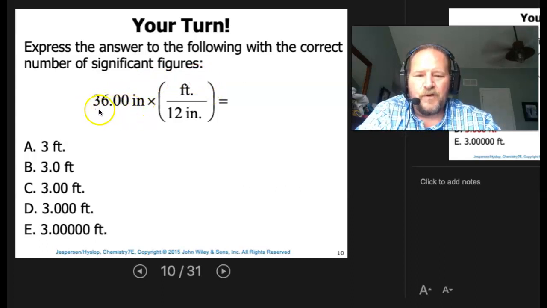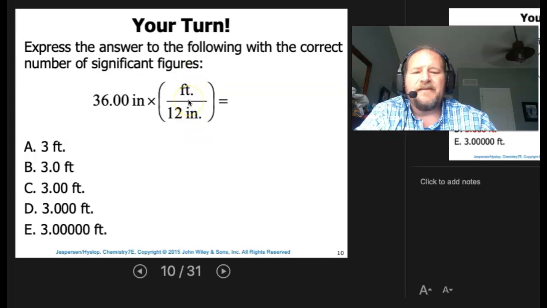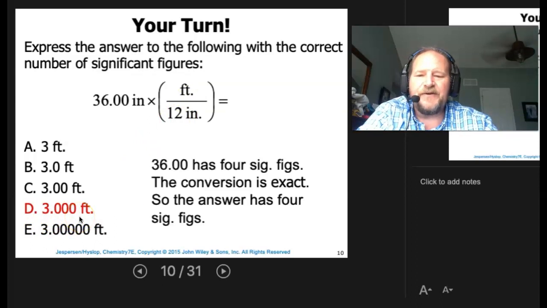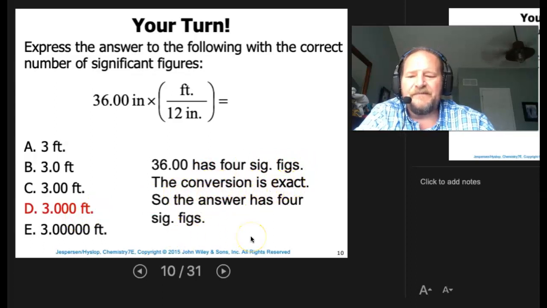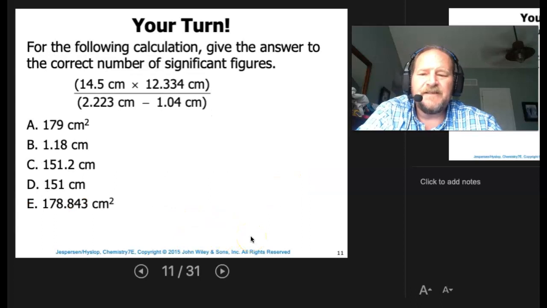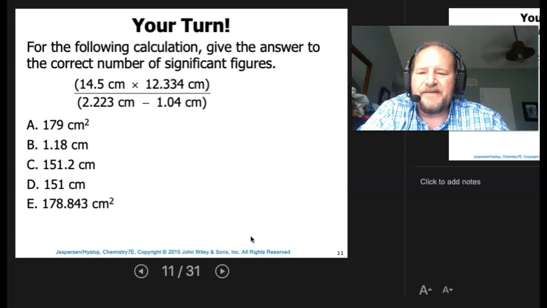So if I have 4 significant figures in my measurement and I multiply it by an exact conversion factor, so we're in the same system here, that means I'm going to have 4 significant figures in my final value. Okay, so 36.00 has 4 sig figs. The conversion is exact, and so our answer will have 4 sig figs. All right, for the following calculation, give your answer a correct number of sig figs.